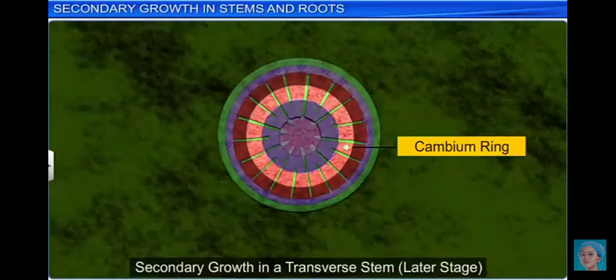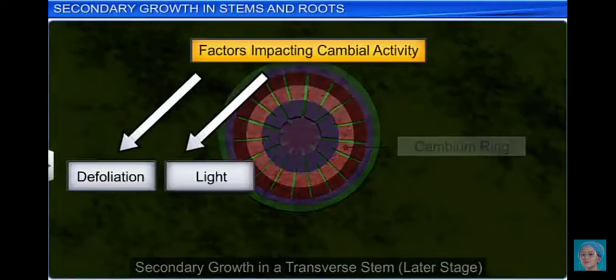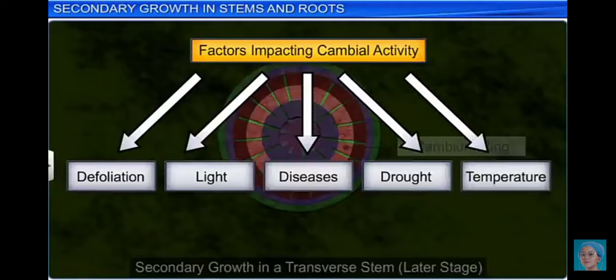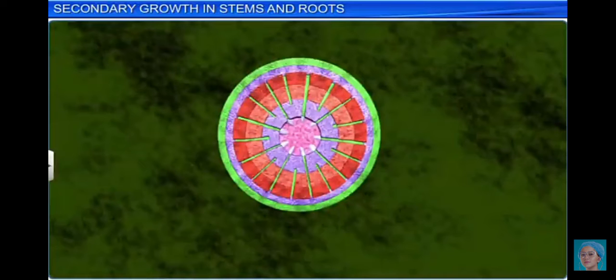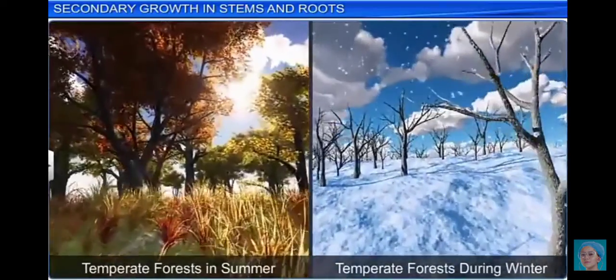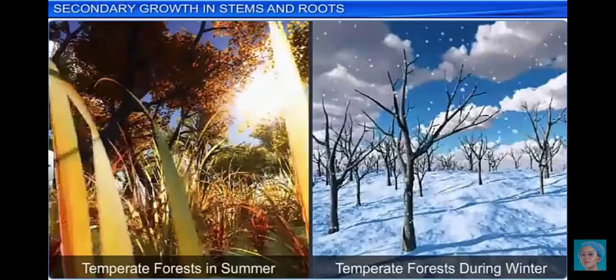This cambium activity is impacted by several physiological and environmental factors such as defoliation, light, diseases, drought, and temperature. During some seasons, the cambium divides actively, while during other seasons, its activity slows down. Consider the example of the temperate regions, where climatic conditions are not uniform throughout the year.